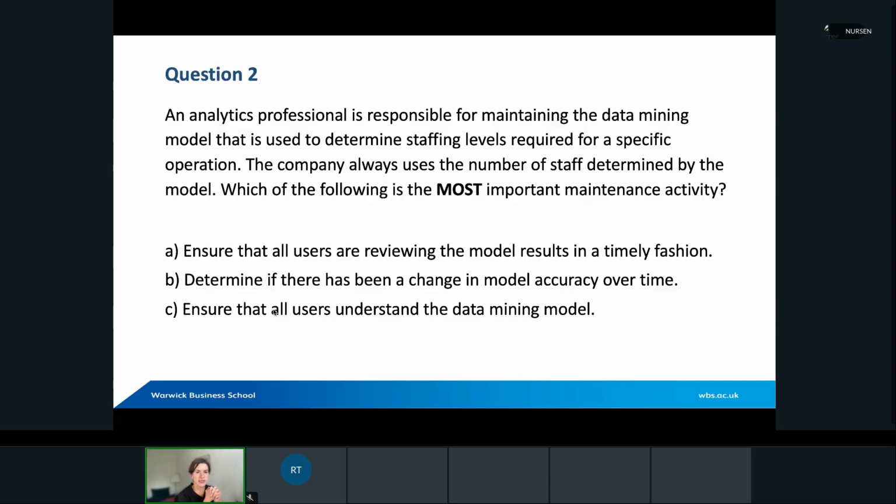A, ensure that all users are reviewing the model results in a timely fashion. B, determine if there has been a change in the model accuracy over time. C, ensure that all users understand the data mining model. Yeah, I see B's. Yeah, that's correct.